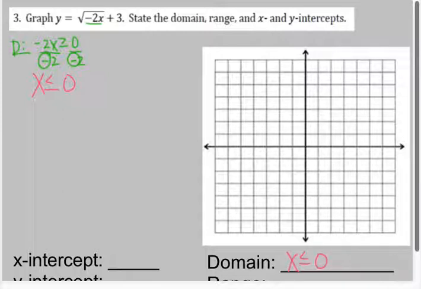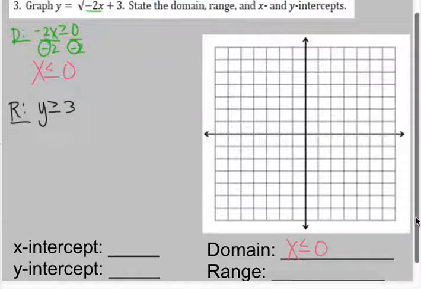My range, I guess I really don't have to do much work. It's whatever's after the square root, or the radicand. So in this case, it's y is greater than or equal to 3. So greater than or equal to 3. And then now I need to find my x and my y-intercept.